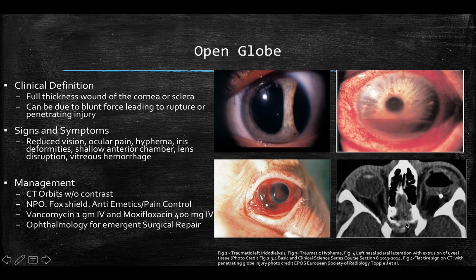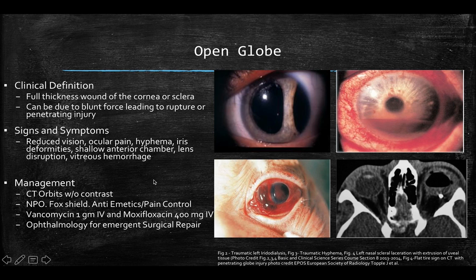And then a CT scan that we talked about, you're going to want to get that. It can show just gross deformity of the globe itself and can demonstrate this flat tire sign. Again, the globe looks kind of deflated, and it looks like here you see signs of a foreign body, possibly a bullet, lodged in the back of the eye.